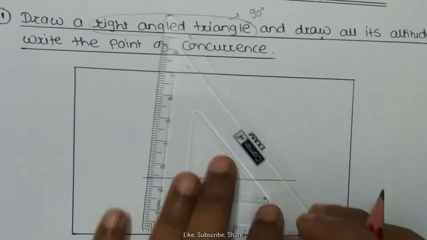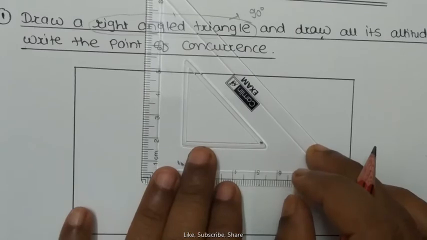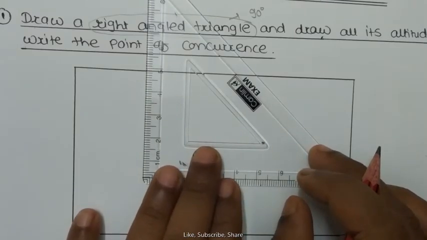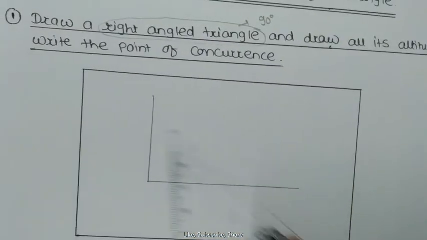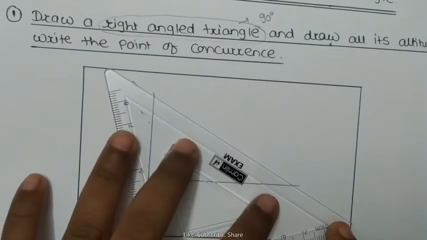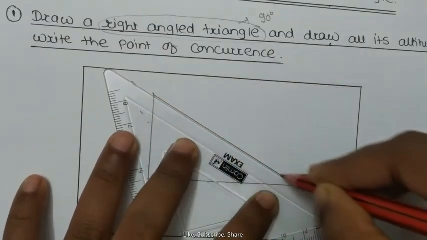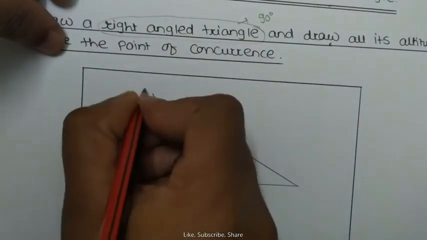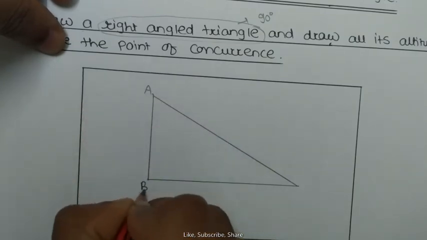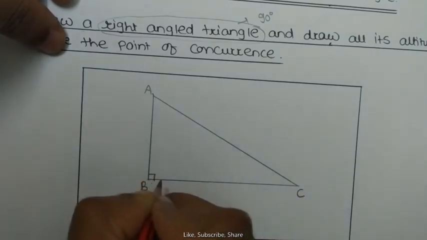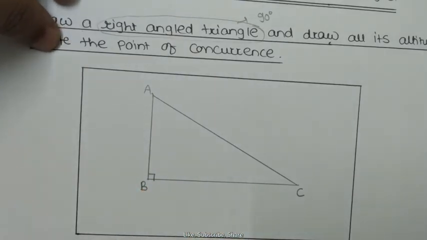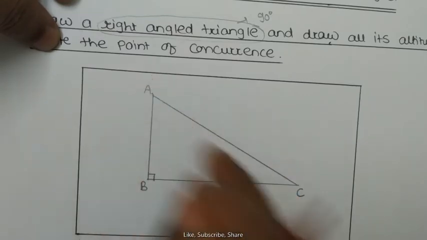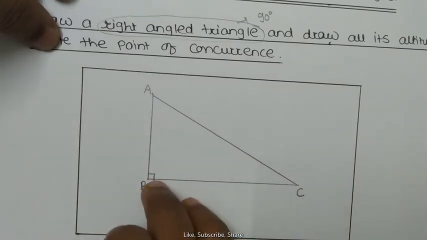Okay. And right angle triangle means the 90 degree is formed here. Okay, suppose we name this triangle ABC. So it is a right angle triangle because at this point the 90 degree is there. Correct? Now we have to draw all the altitudes of each and every vertex. Okay, first we have to draw for vertex B.